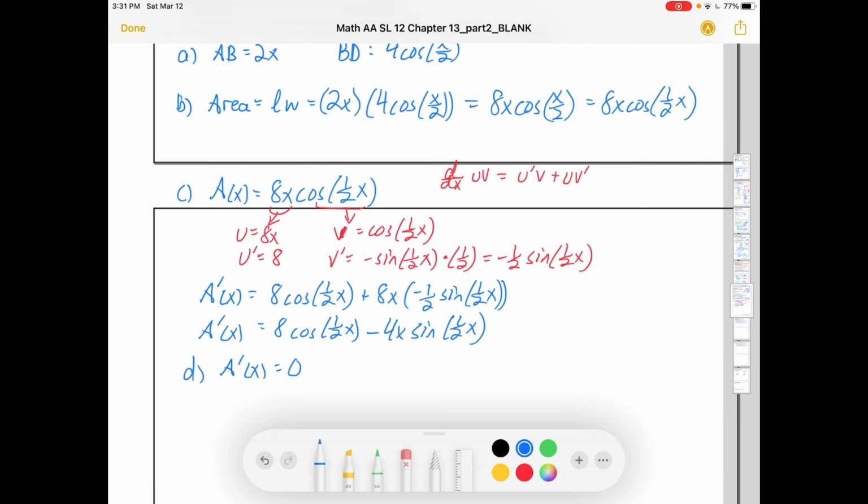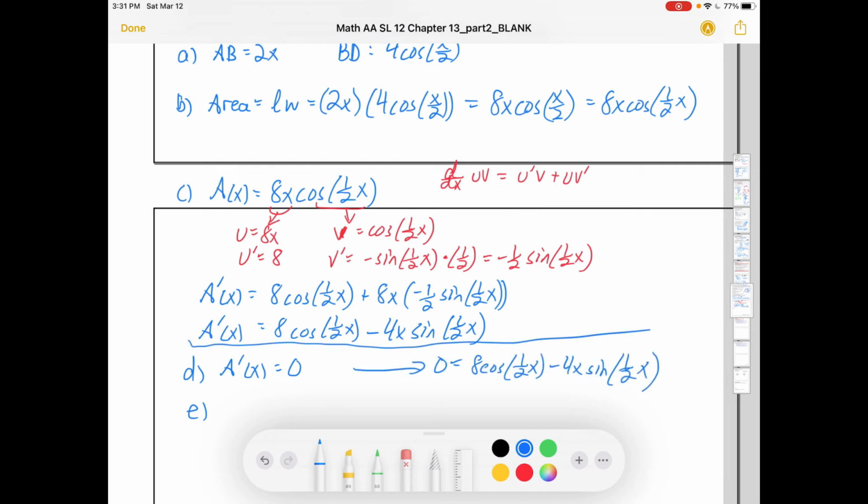I don't need to go any further with it than that. I've already defined what A prime is. So I could go ahead and solve that equation. I guess I could write it out. But analytically, that's going to be a miserable equation for me to solve. So I'll probably do it graphically.